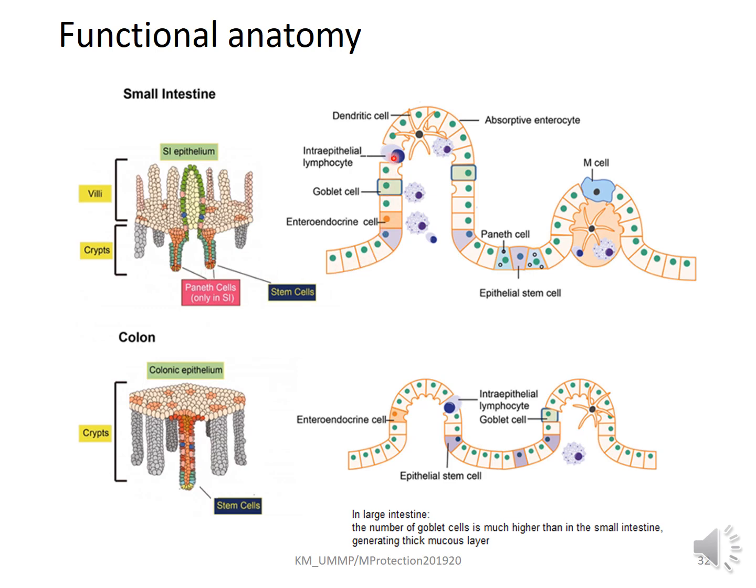So the mucosa has goblet cells to secrete mucus, but in the large intestine, the goblet cell numbers are very high. That's why it's responsible for the thicker outer mucus layer. Remember, large intestine has a very thick mucus layer, right? Okay. In addition, in the small intestine, we have a lymphoid tissue, and then we have microfold cells. We call them M cells.